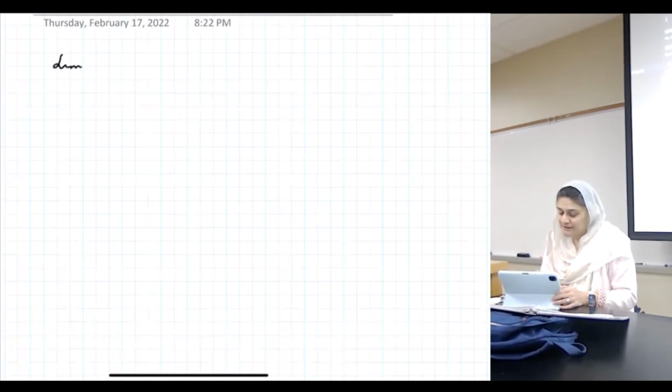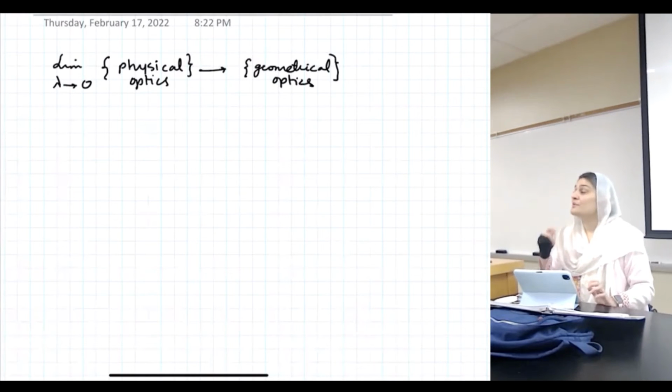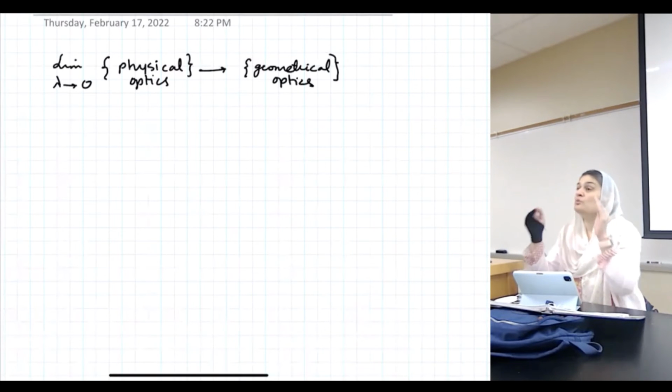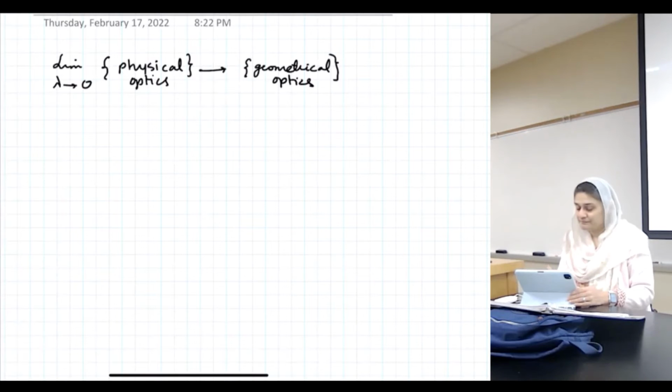So in the limit, when delta is very small, physical optics becomes geometrical optics. So we are going to approach this problem from technically both sides of the spectrum. One, we are going to consider rays, and the other, we're going to consider the wave fronts moving forward.